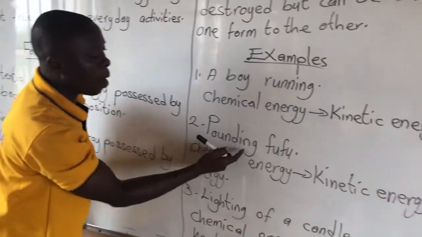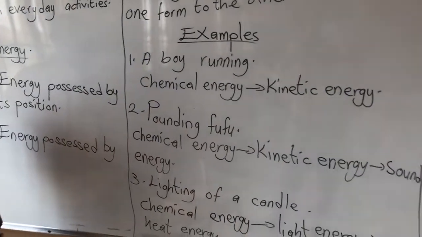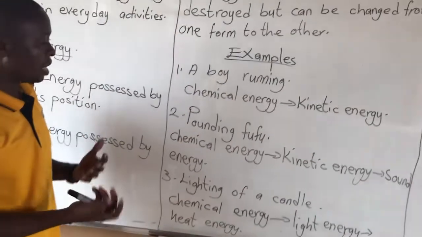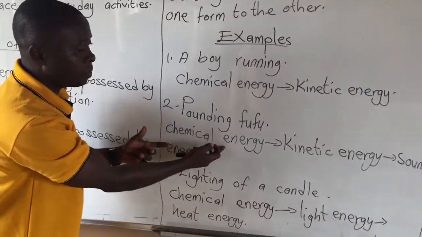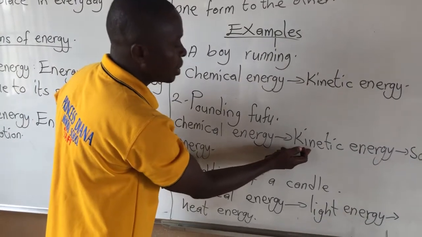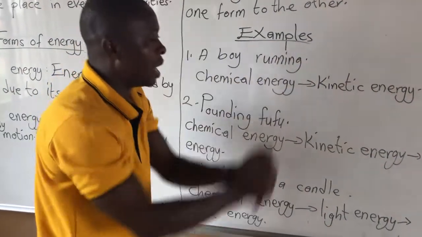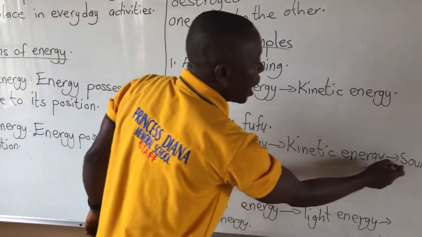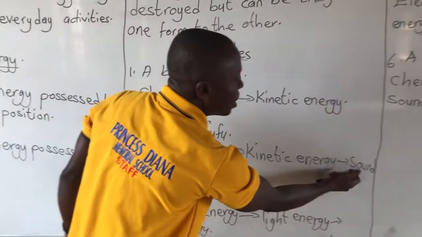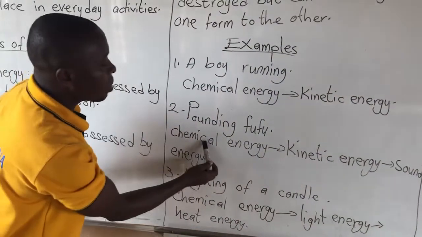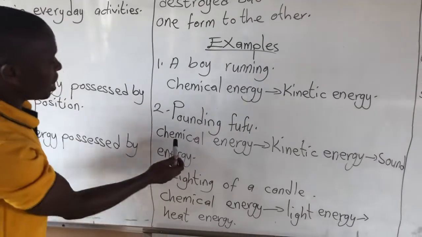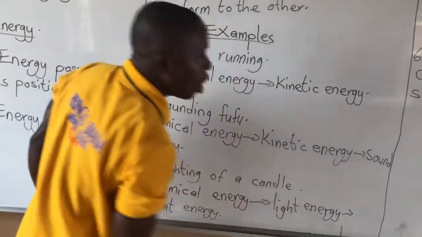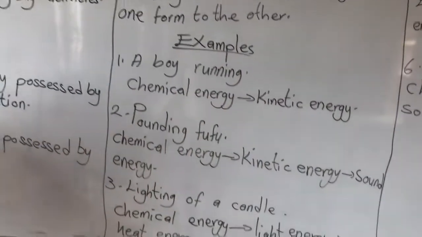Now let's look at mommy pounding fufu at home. Mommy is having chemical energy from the previous food she has eaten. Now when she starts pounding the fufu, you see that the pestle will be going up and down. It's moving. Mommy too will also be moving. So it's having kinetic energy. And we'll be hearing sound, boom, boom. So in pounding fufu, the energy changes that take place are from chemical energy to kinetic energy and sound energy.